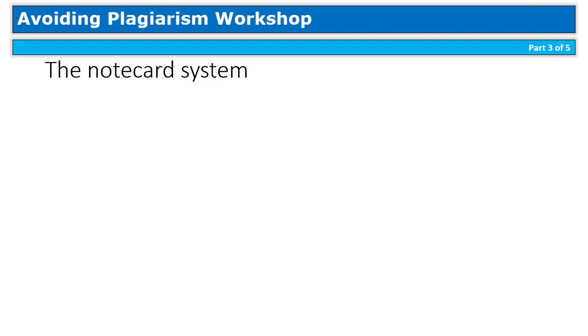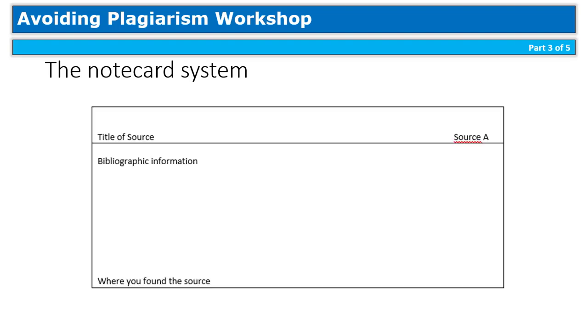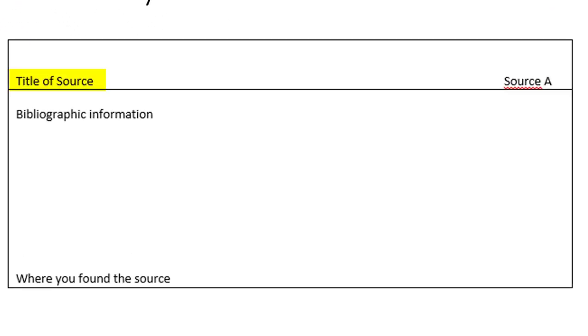Let's take a look at the note card system. The goal of any research note-taking system is to provide a means for you to locate the source should you need it again and to prepare you for the works cited or reference page. On the front of a note card, write down the title of the source, the bibliographic information for the source, and where you found the source. If you have multiple sources or multiple cards with different information from the same source, you might want to use a system like Source A or Source 1.